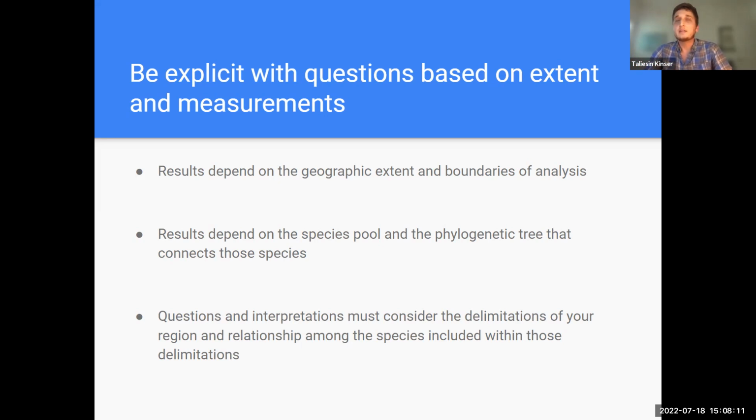And so it isn't that there is a right or a wrong way of doing this. It's just that you are addressing different questions, and so it's important to be explicit with the goals and the questions that you're posing, and what you're interpreting out of that. You're interpreting something out of whatever species pool of interest and whatever geographic extent of interest, and both of those will show you interesting things.